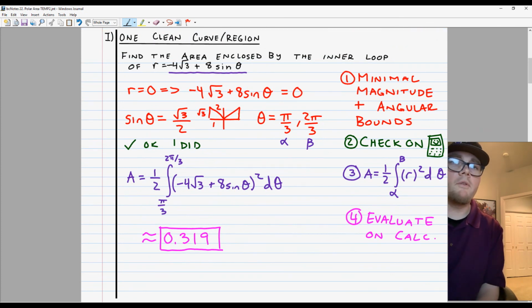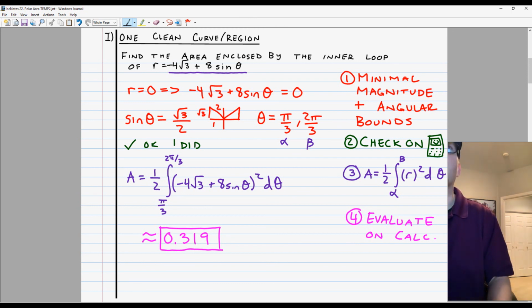So from there, we looked at a couple different regions and sections and types of problems that could work out. We had the one clean curve section where we basically used a minimum magnitude angular bound to figure out where the curve starts and stops. We tested up. Notice on all these problems, we're always testing with our graphing calculator, taking advantage of the skills that it offers us.